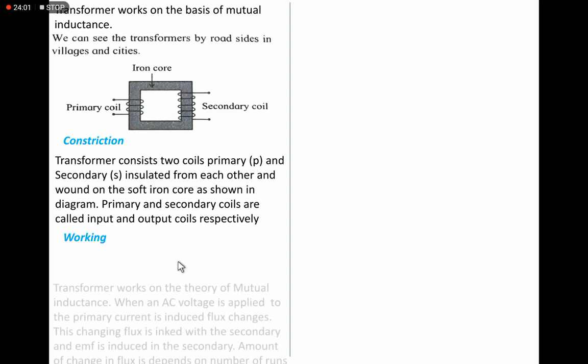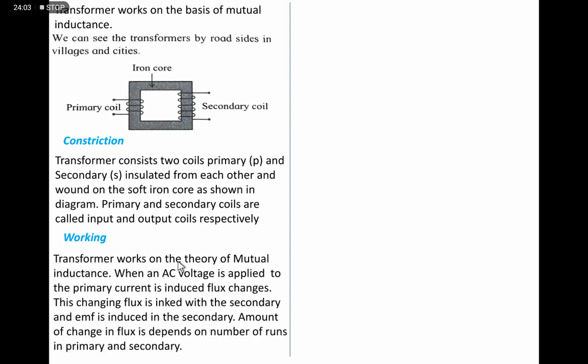Then working is very simple. Again, the transformer works on the theory of mutual inductance. When AC voltage is applied to the primary, current is induced and flux changes. This change in flux is linked with the secondary, and EMF is induced in the secondary. This amount of change in flux depends on the number of turns in the primary and secondary.